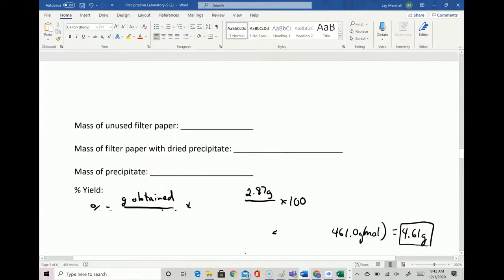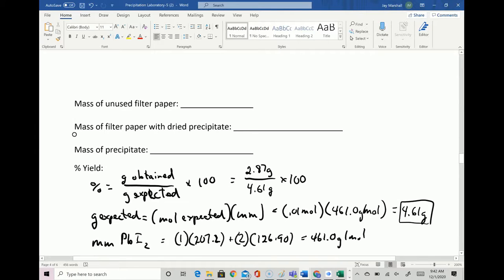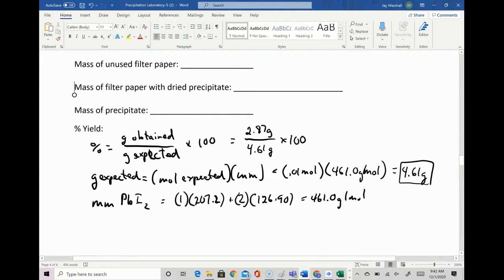The next place the procedure directed us to create some data was to figure out how much precipitate I got. And in order to do that, I had to write out the mass of the unused filter paper, the mass of the filter paper with the dried precipitate, and then the mass of the precipitate. Data table, okay? The procedure directs that.